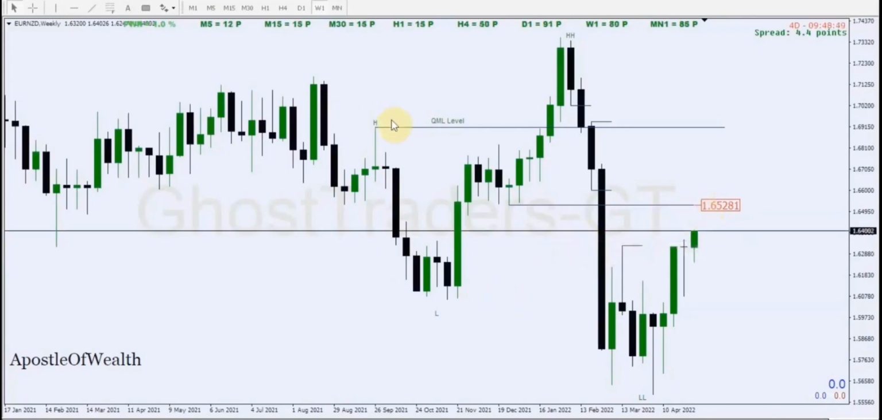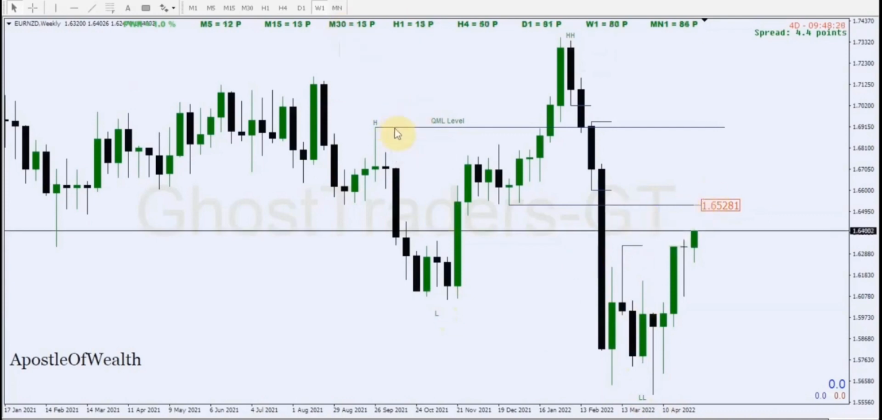Okay, this is what we have. We have Euro NZD weekly time frame. If you look at this level here, you can see we have a high here, and then we have a higher high. And if you look at this low here, we have a low and we have a lower low. So this structure qualifies to be a QML.